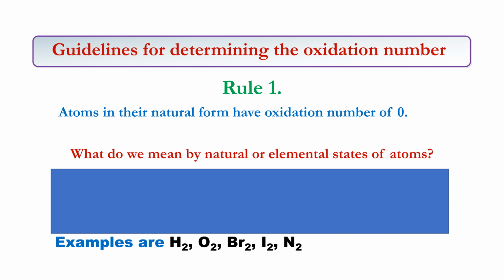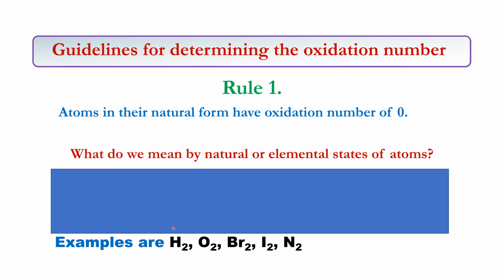We have looked at the difference between oxidation number and oxidation state. Now we look at the guidelines that must be followed whenever you are asked to determine the oxidation number. We start from Rule 1. Atoms in their natural form or elemental state have oxidation number of 0. So any atom in its natural form or in its elemental state must have an oxidation number of 0. What do we mean by natural or elemental states of atoms? Atoms are in their natural or elemental form if they are not combined with other elements.